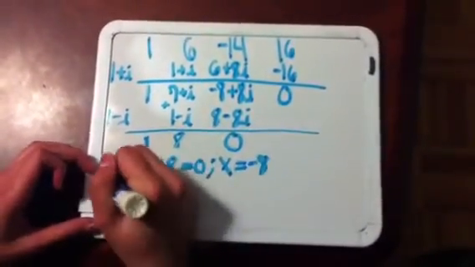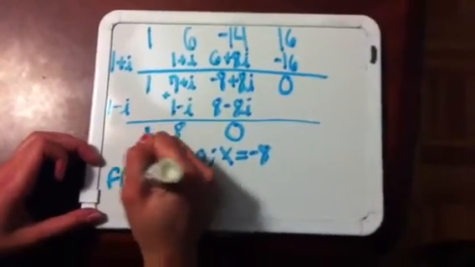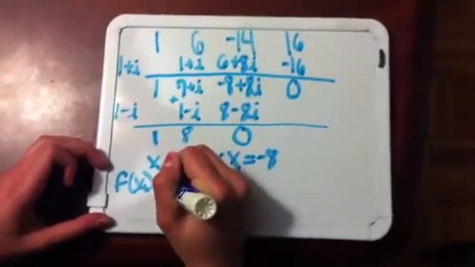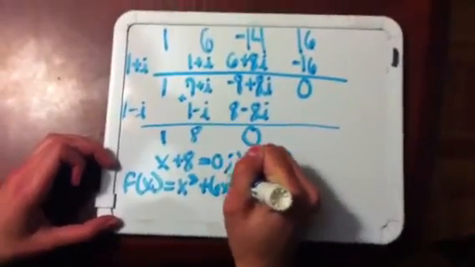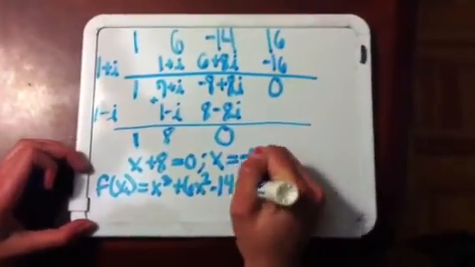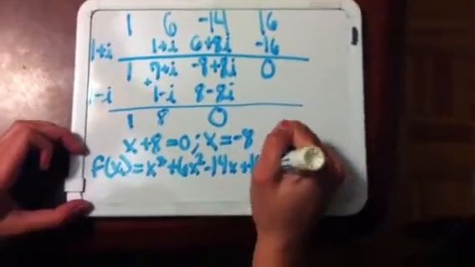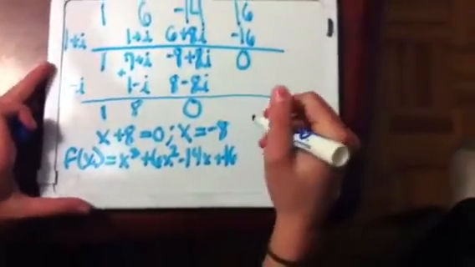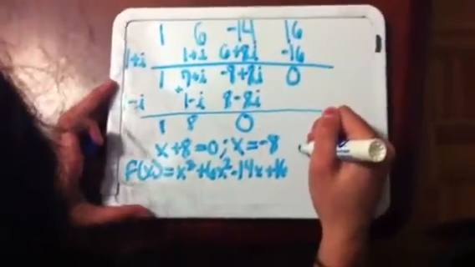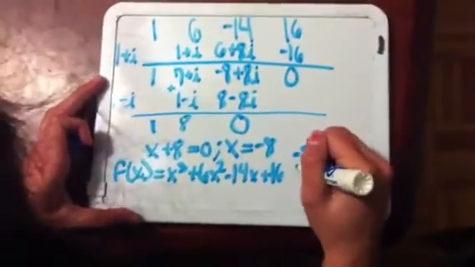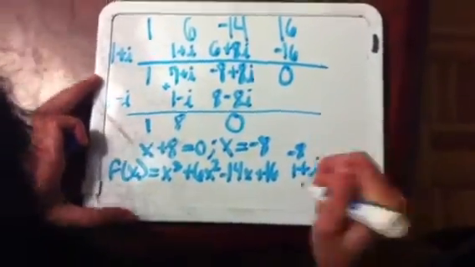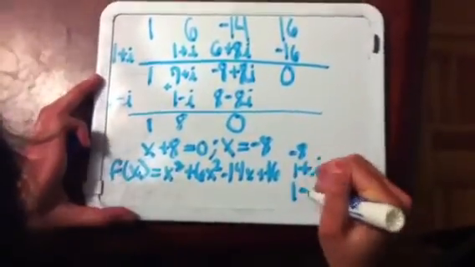So for the function f of x is equal to x cubed plus 6x squared minus 14x plus 16, the three roots are negative 8, 1 plus i, and 1 minus i.